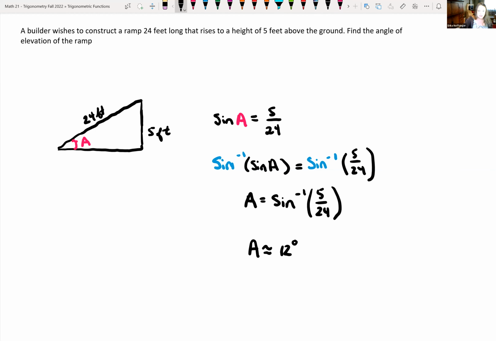So the angle of elevation of the ramp is 12 degrees.